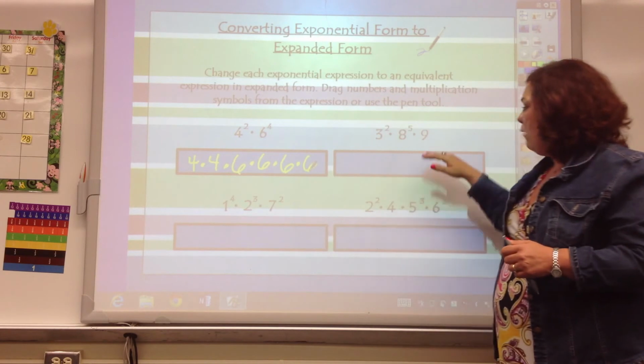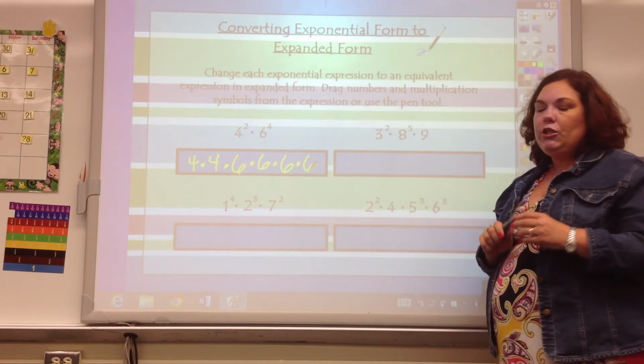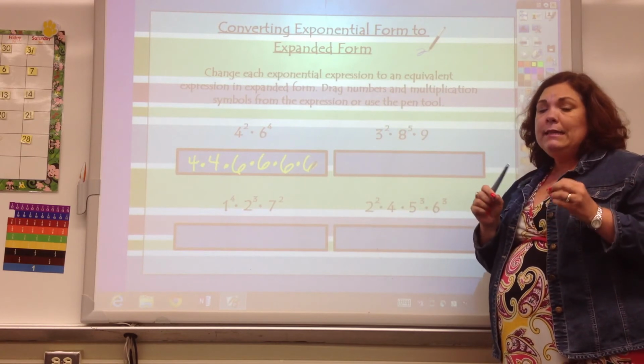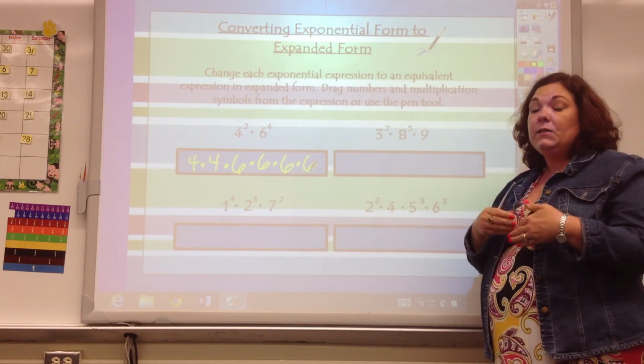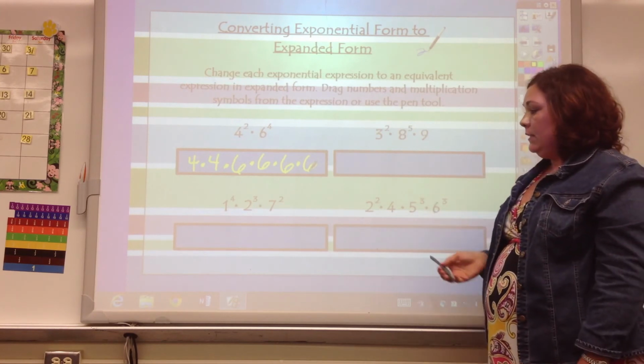So go ahead and write these out and what they would look like, because I just want you to be thinking, this is what it really means. This is what numbers I would use to multiply it out, and do these examples.